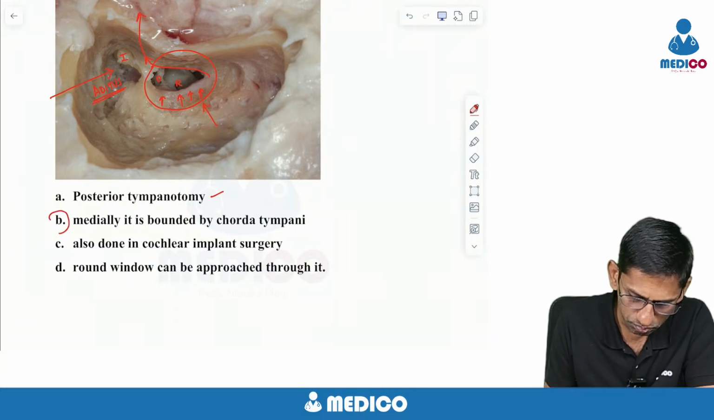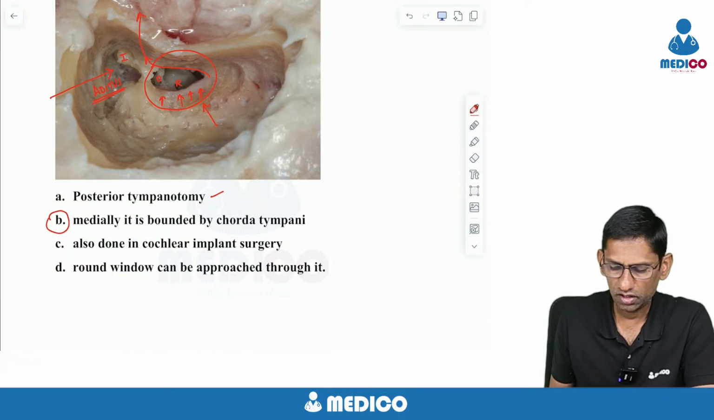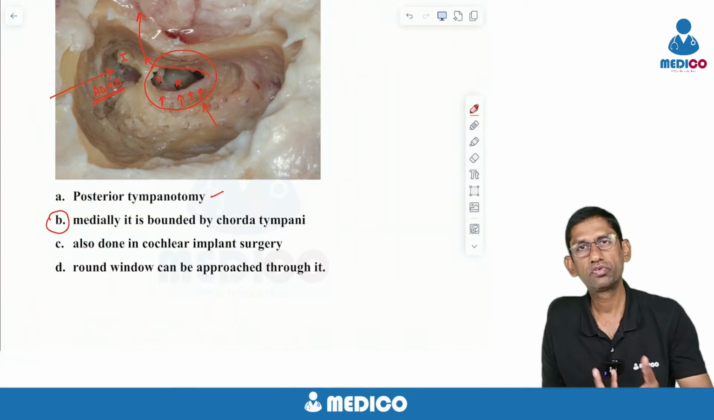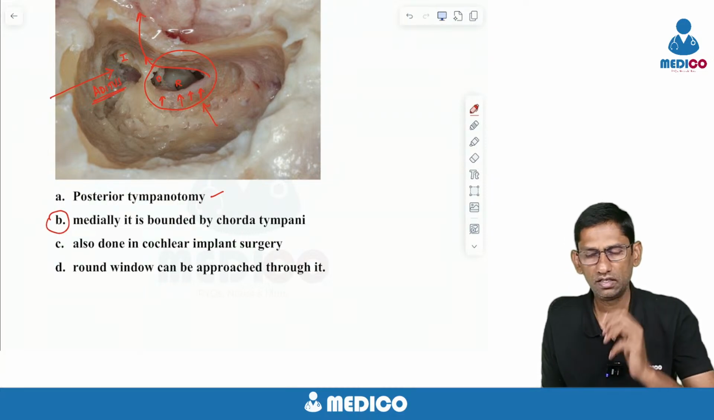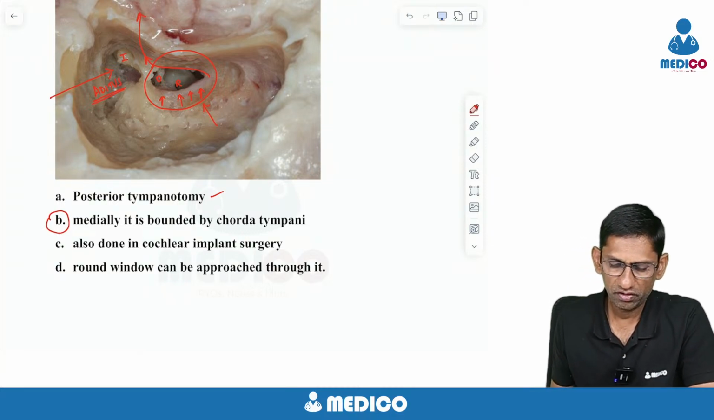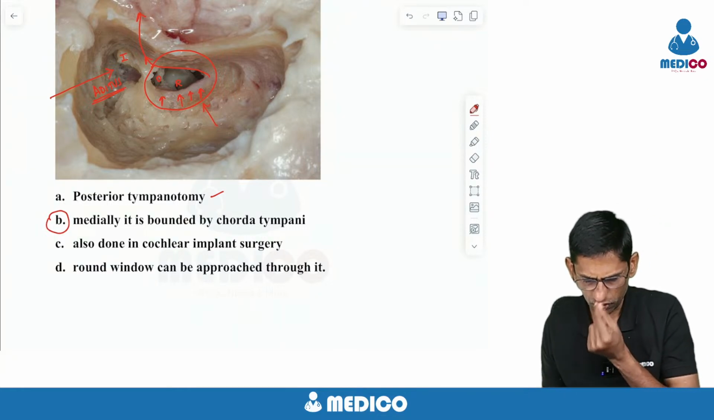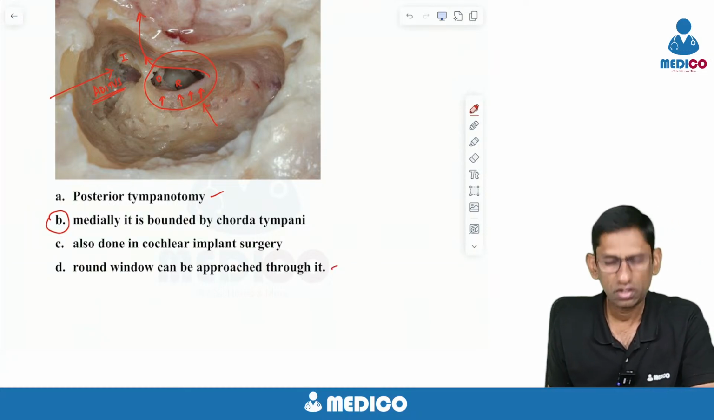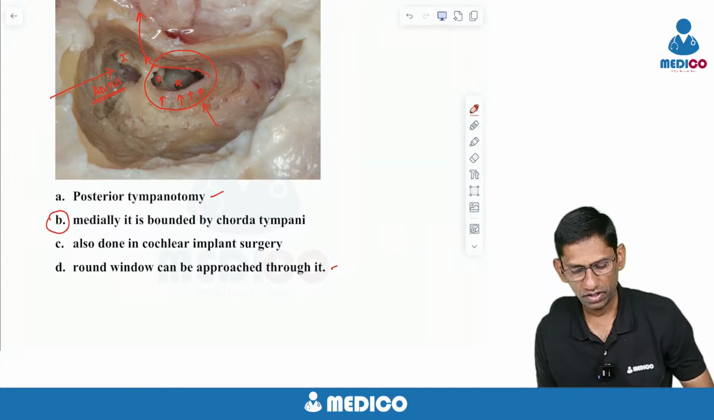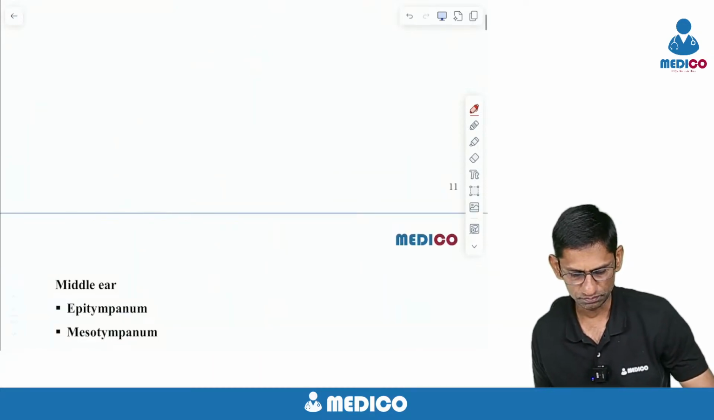So the answer is B. It is also done in cochlear implant surgery. Yes, we have to expose the round window to place the electrodes into the scala tympani. That's why the facial recess approach is a very important approach in cochlear implant surgery. A round window can be approached through it. Yes, that is why it is very useful in cochlear implant. So these are all the points, and the answer is B for this question.